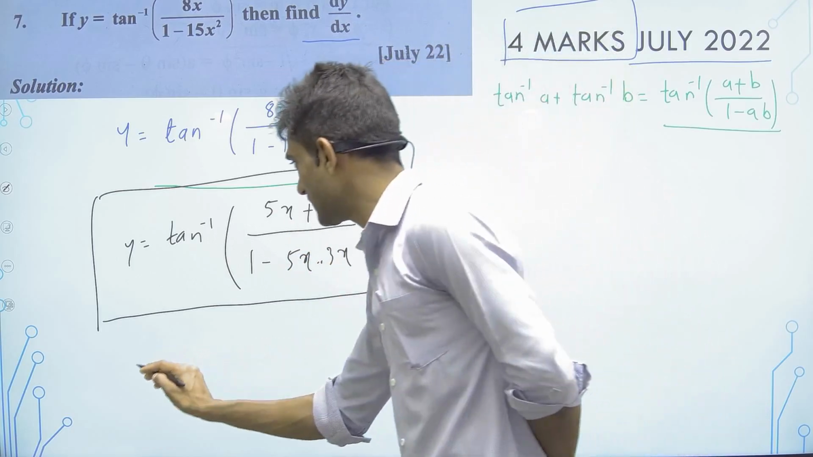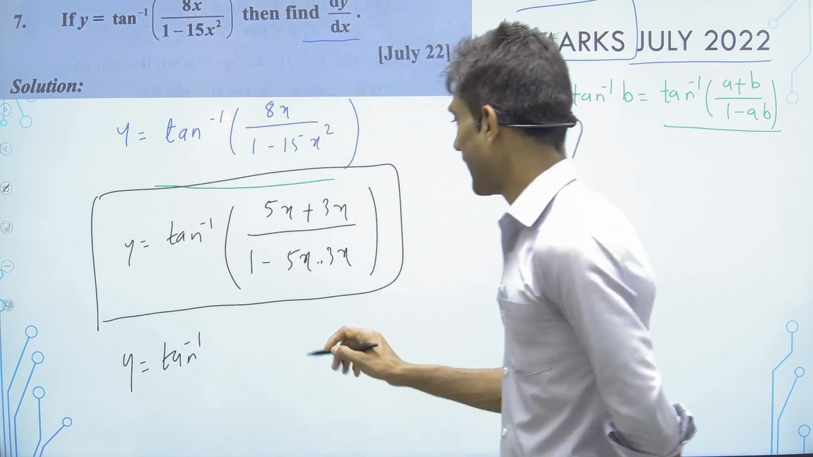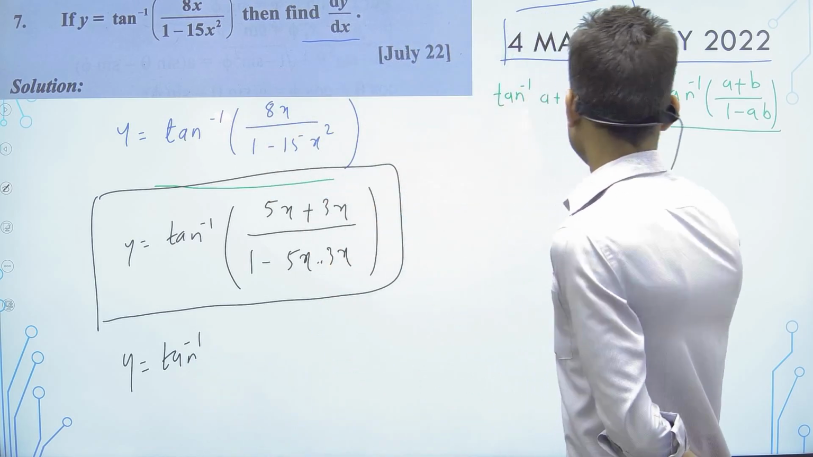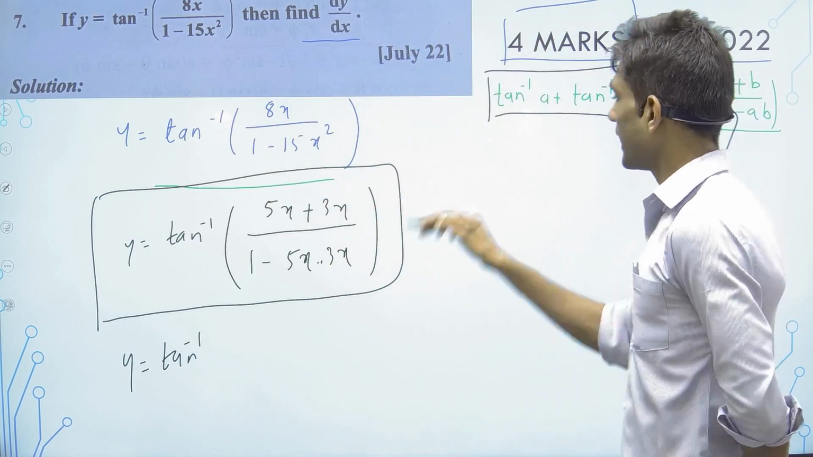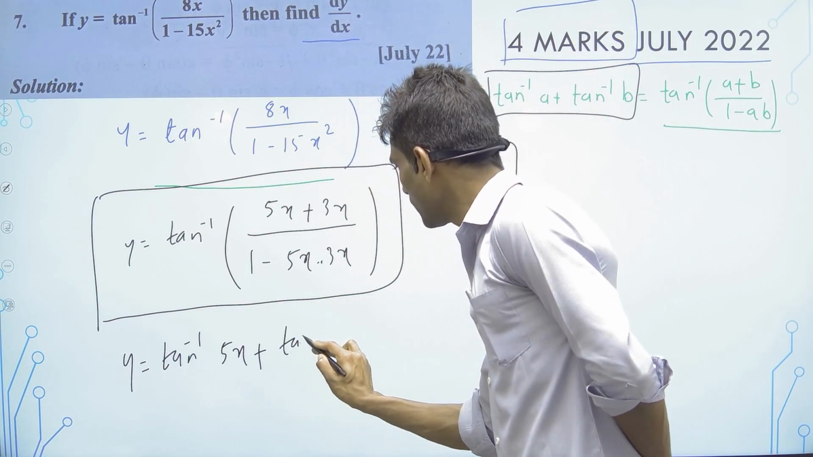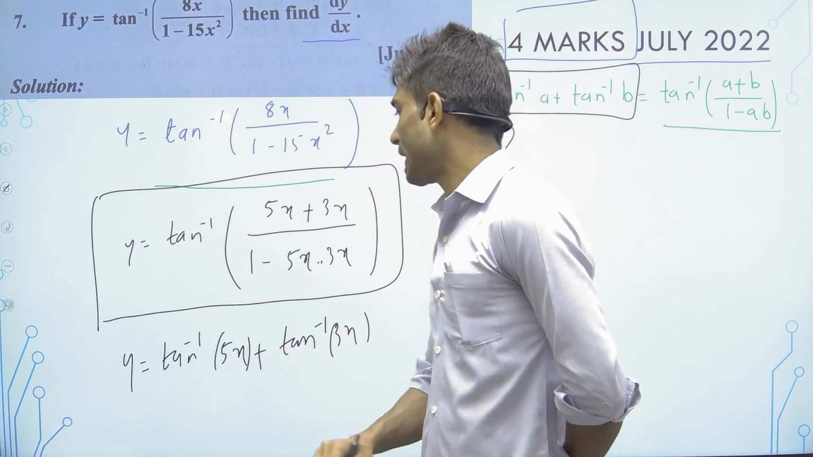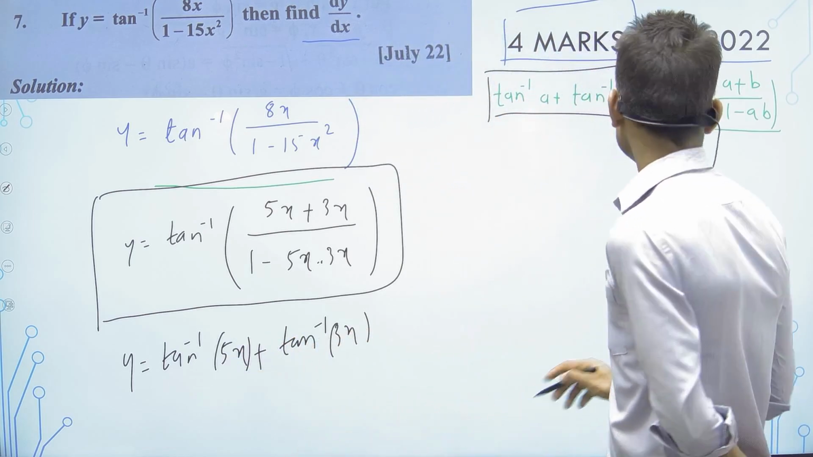So tan inverse of (a plus b) upon (1 minus ab) we write as y, which is equal to tan inverse of a plus tan inverse of b. Tan inverse of a means tan inverse of 5x, plus tan inverse of 3x.